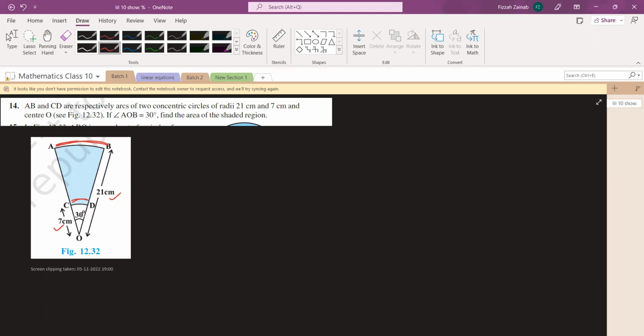This is easy, isn't it? What will you do here? Yes, Arshia, what will you do in this question? The biggest sector minus the smallest sector. Yes, okay. So directly you can write the area of the shaded region is equal to the area of the sector.